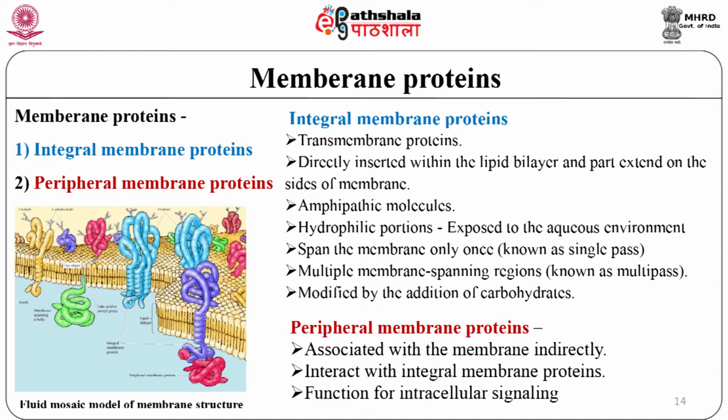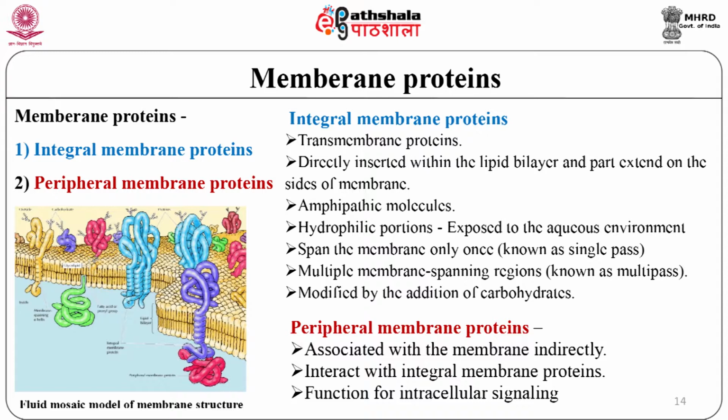Some transmembrane proteins span the membrane only once, which are known as single pass, while others have multiple membrane spanning regions known as multipass. Most transmembrane proteins of eukaryotic plasma membranes are modified by the addition of carbohydrates. These proteins are exposed on the surface of cells and they may participate in cell-cell interaction.